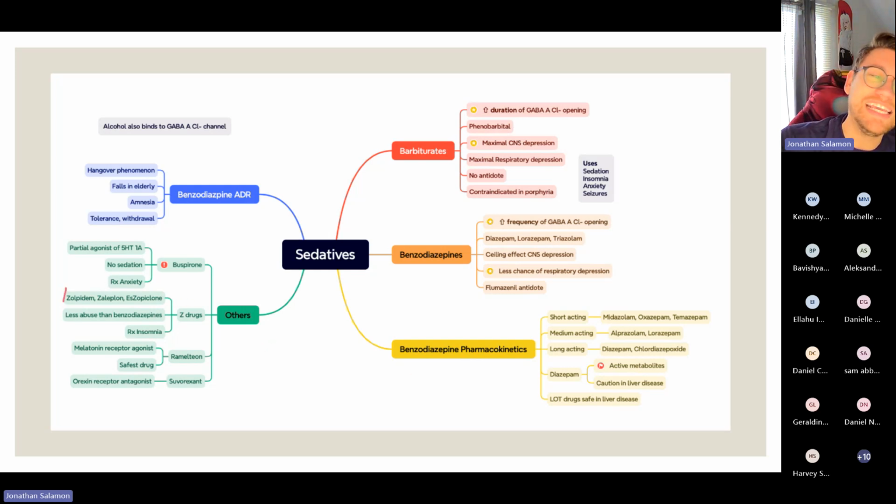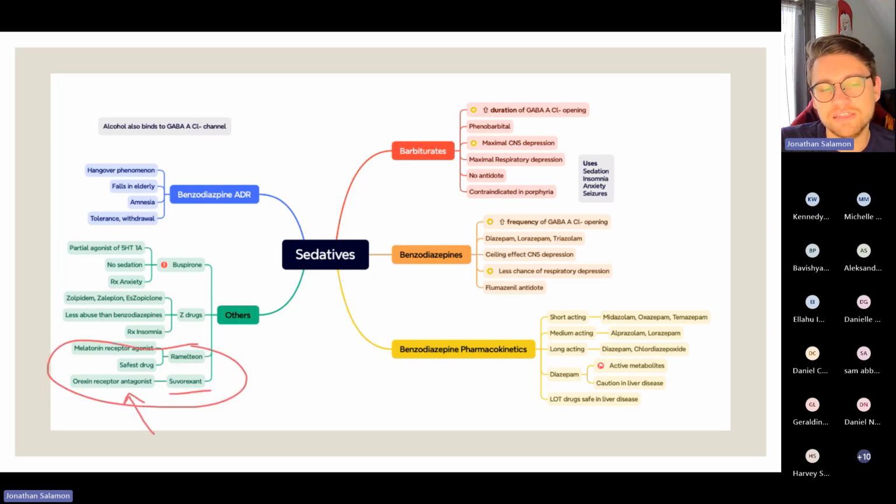Remember that for sleeping, it's all the Z drugs: zolpidem, zaleplon, and eszopiclone. It has a Z in it. I'm pretty sure this is the one that was on our test, and I was looking for the Z, and then I was like, oh, it's in the middle of this one. Z drugs for sleep. Melatonin is just melatonin. This is the safest one for sleep, and then you have your orexin antagonist, suvorexant. Just be aware of the mechanism of action of these. That's all.